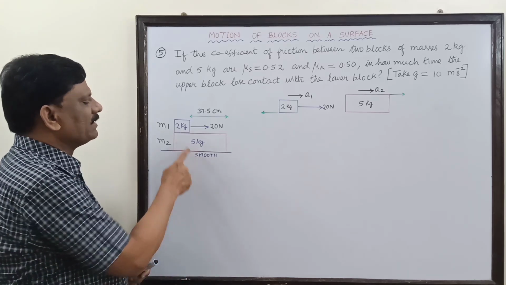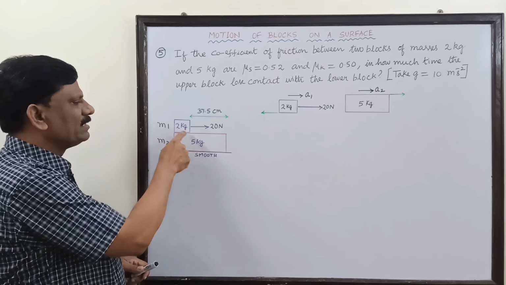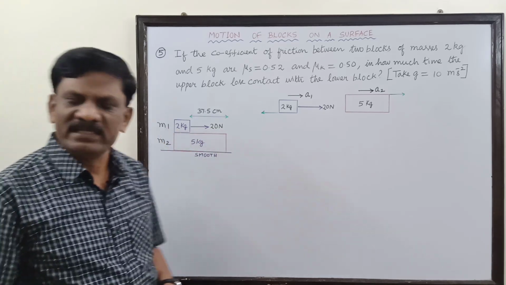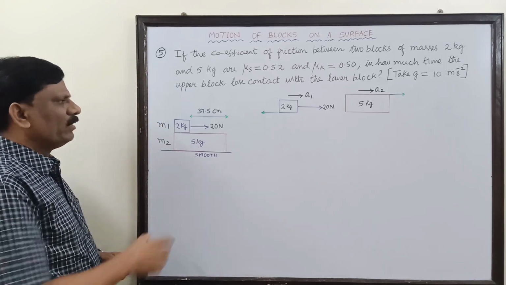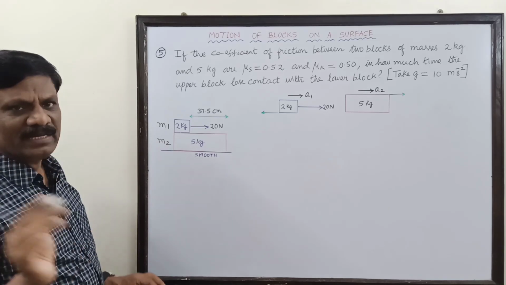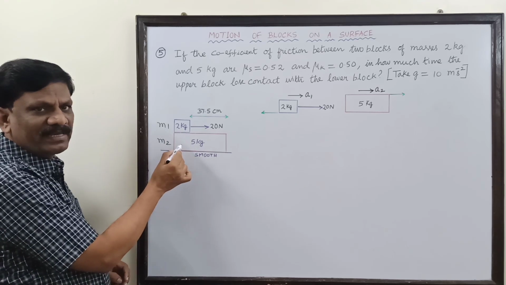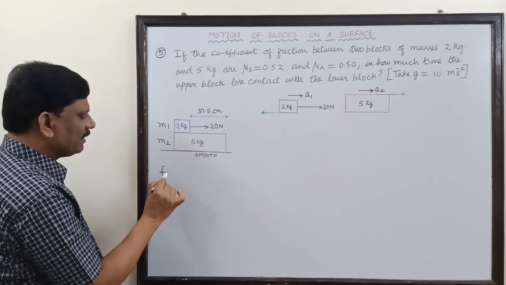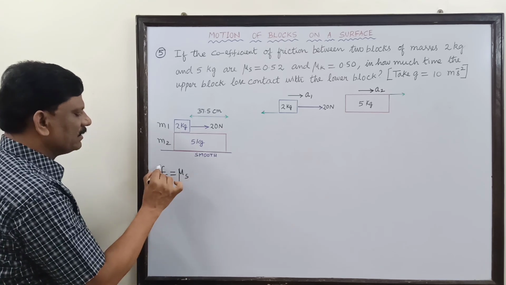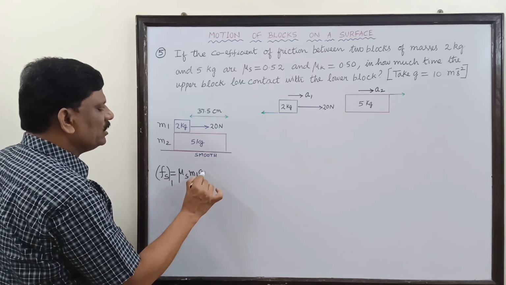A 5 kg mass is kept over a smooth surface and above which a 2 kg mass is placed. A force of 20 Newton is directly acting on the 2 kg mass. Now we have to find the acceleration of these two masses separately. So for that, let us begin with the frictional force between the 2 kg mass and the 5 kg mass. So the static force of friction Fs is equal to mu s, this is due to the first mass, so mu s into m1 into g.